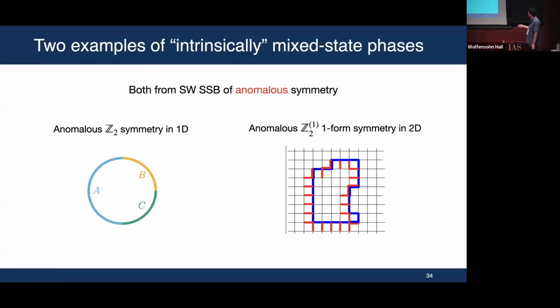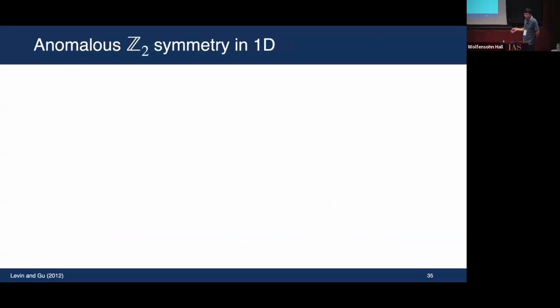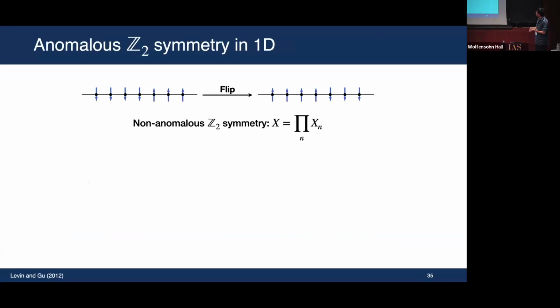So these are roughly what the two examples are. One of them in 1D, coming from anomalous Z2 symmetry, and the other one in 2 dimensions from anomalous one-form symmetry. All right, so I don't have to go through both of them. But again, feel free to interrupt me. Okay, so let me talk about this example in 1D. This is the anomaly-free Z2 symmetry in 1 dimension.